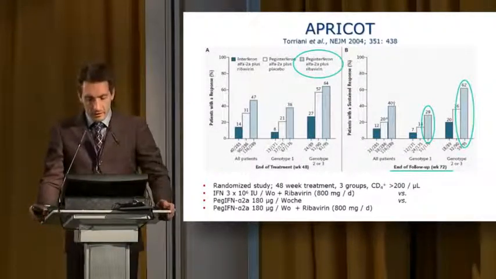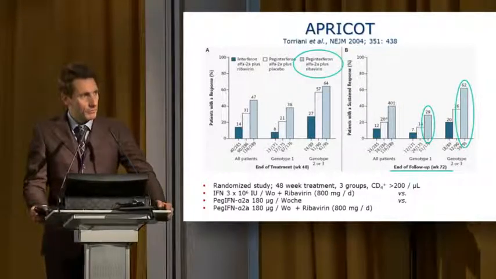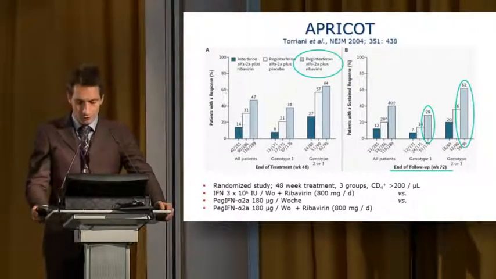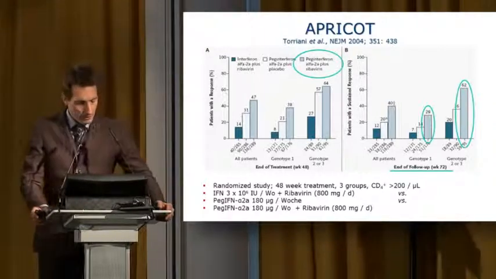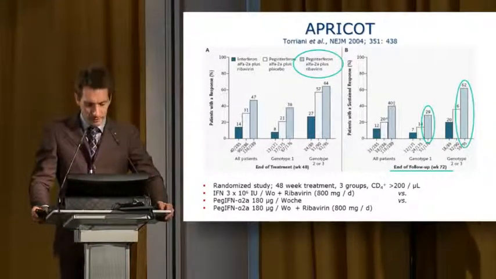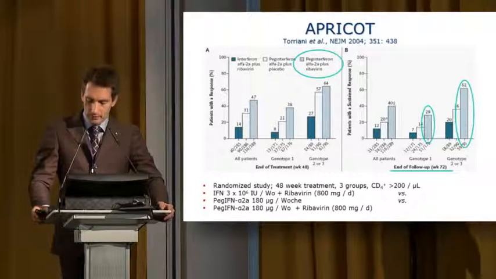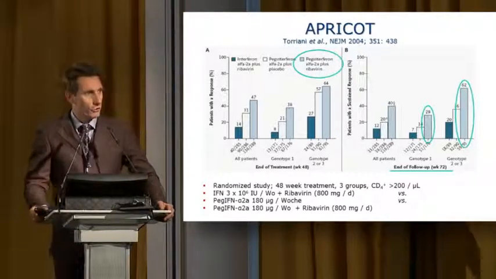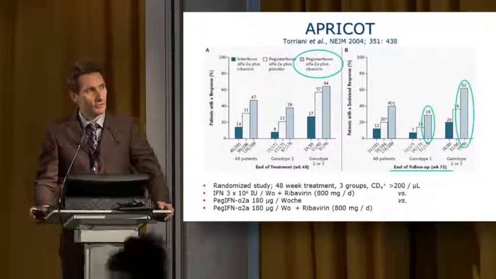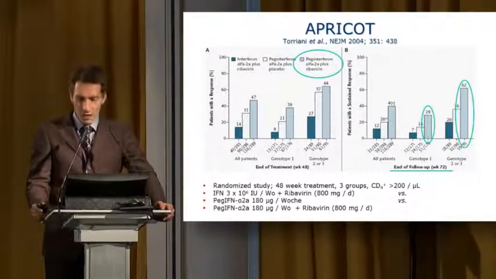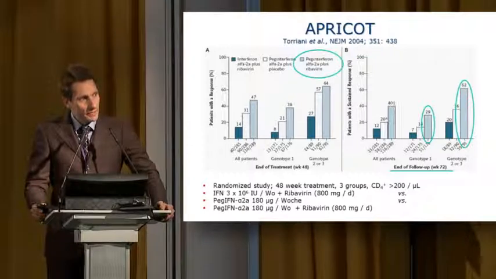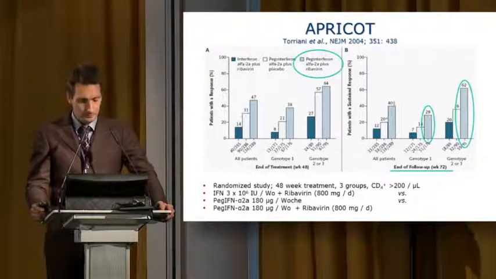Now, when you look at the data from the combination treatment trials, this is APRICOT, the trial of pegylated interferon alpha-2a plus ribavirin, published in 2004. You can see that patients do much better on this combination treatment, not only in genotype 2 and 3, but the sustained response at the end of follow-up is only around 30% in the genotype 1 patients and it's 62% in the genotype 2-3 patients. So it's okay, but it's not fantastic, because 70% of the patients don't get healed, especially with genotype 1 infection.